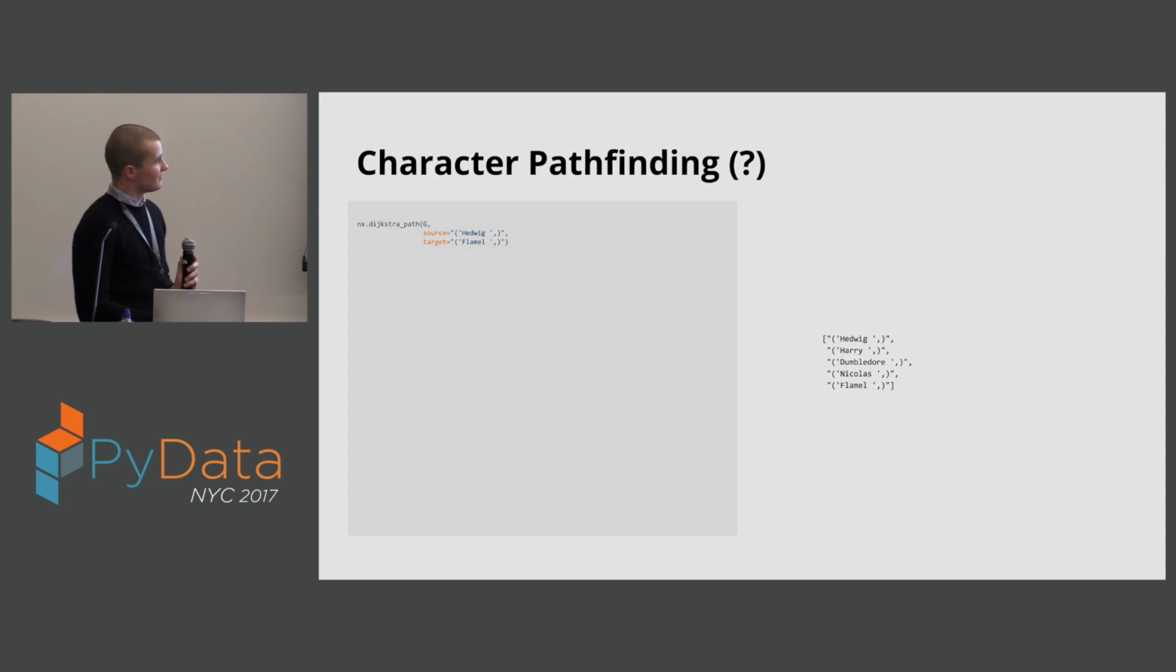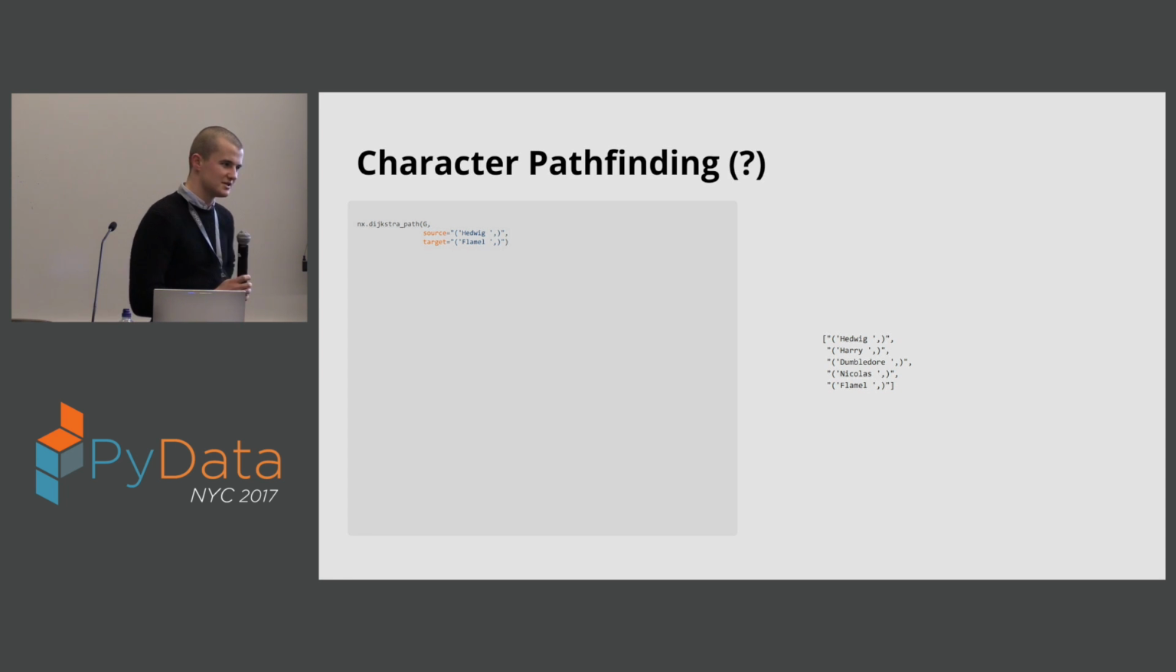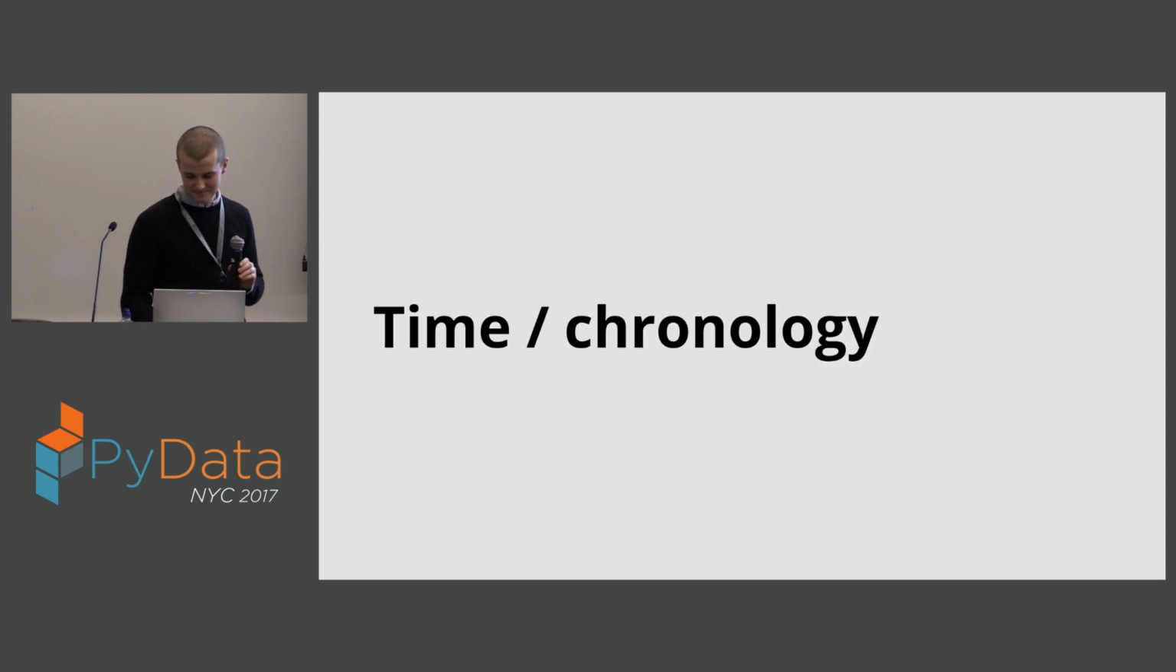You can also find paths between characters. I don't know why this would be useful, but it's interesting to think about. Maybe if you wanted to connect Hedwig and Nicholas Flamel, this would be the path that you would take between characters with the fewest steps. Yeah, that is the kind of basic stuff that you can do with a network like this.